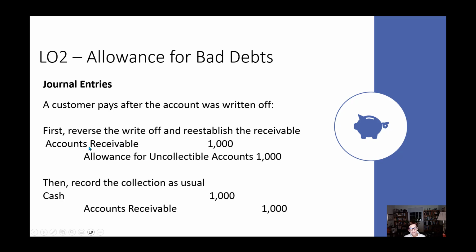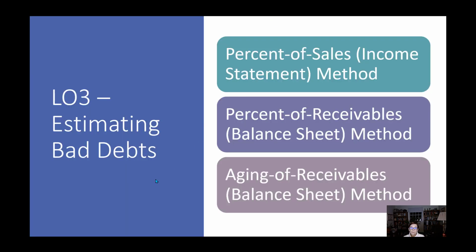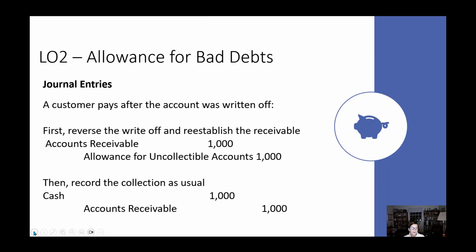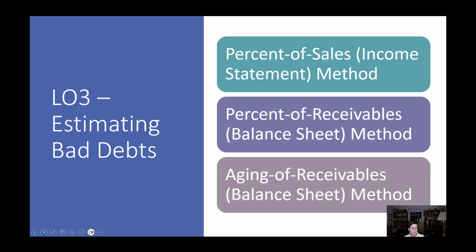We put it back into receivables. We put it back into the allowance. And then we record the collection as usual. Debit the cash to increase it and credit accounts receivable. All right, so now, we were right here. Remember we debited cash and credit accounts receivable.